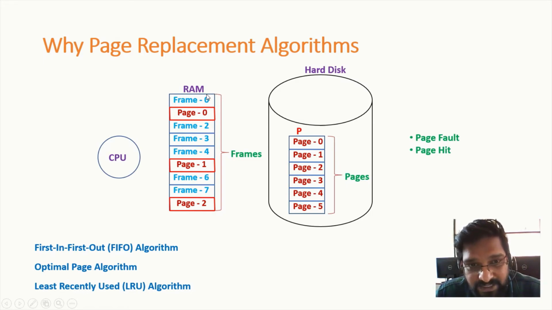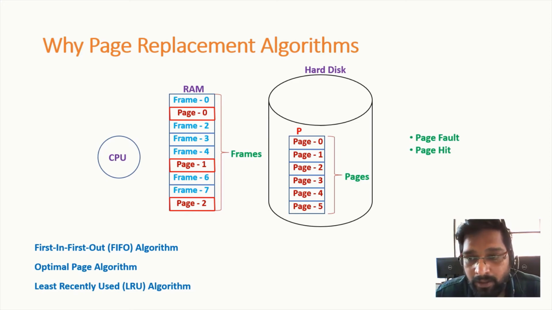So if I move page 3 inside the RAM, in which frame do I need to replace? In other words, which page needs to be replaced by page 3? That is, page 0 needs to be replaced by page 3, or page 1 needs to be replaced by page 3, or page 2 needs to be replaced by page 3. So we can determine this by using page replacement algorithm. So these page replacement algorithms determine which page needs to be replaced by a new page, right? We are studying the following page replacement algorithms, that is first in first out algorithm, optimal page algorithm and least recently used algorithm, right?